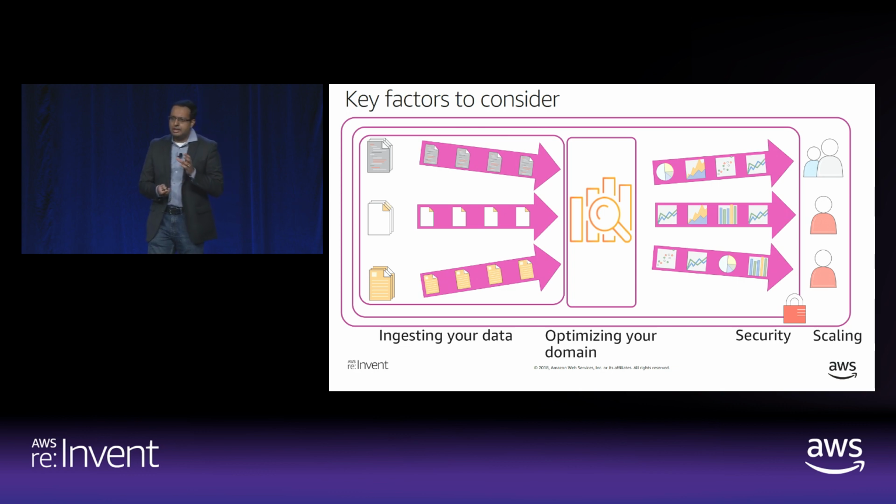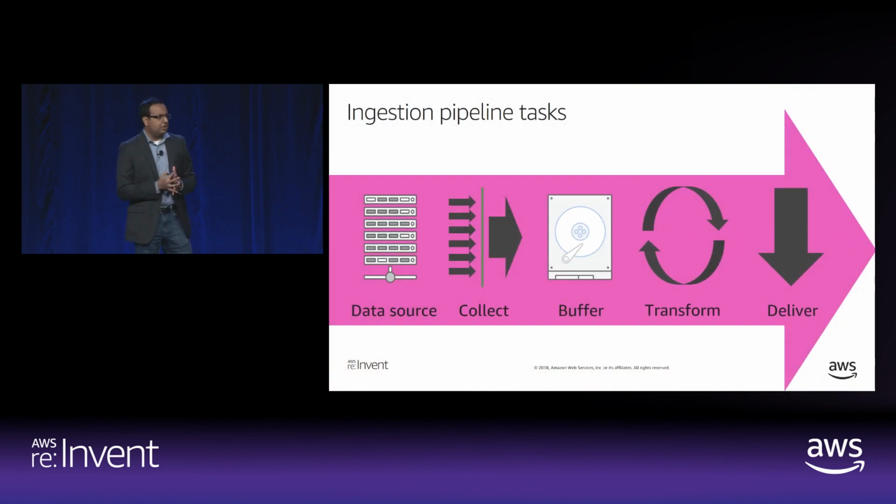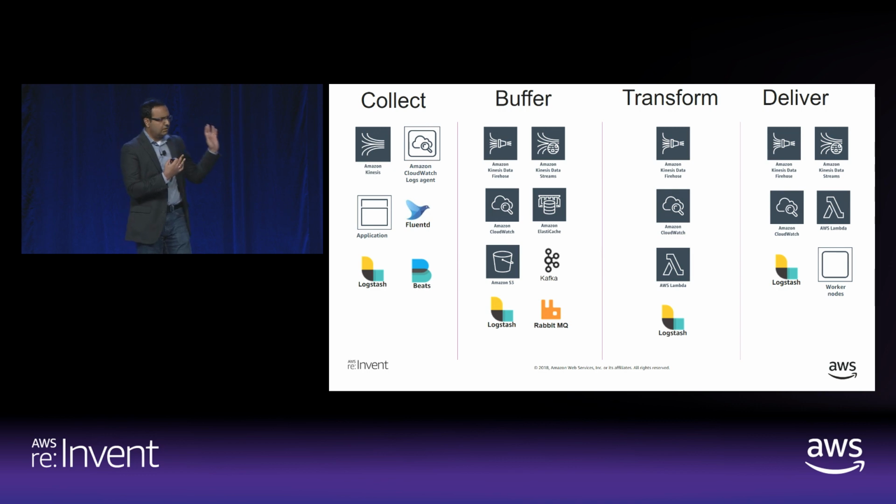Let's start with ingesting data. When you talk about a typical ingestion pipeline, there are multiple parts to it. You have a data source, you collect the data, you may buffer it, you need to transform it. Elasticsearch needs JSON, so if a data source doesn't give you JSON, at least you need that transformation. You might have further business logic to do more transformation, and then you need to deliver the data to the Amazon Elasticsearch Service domain.